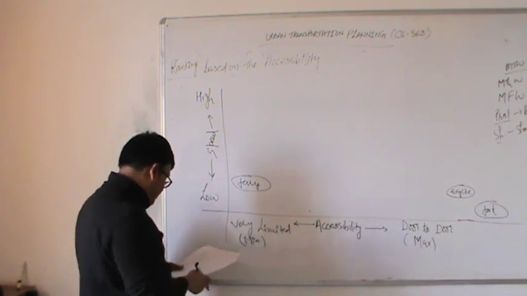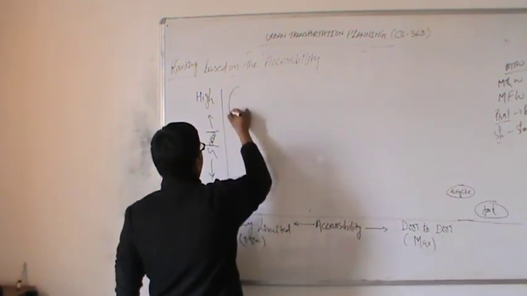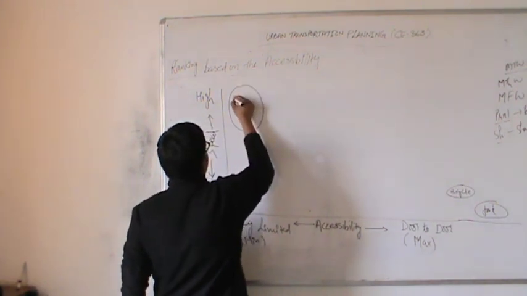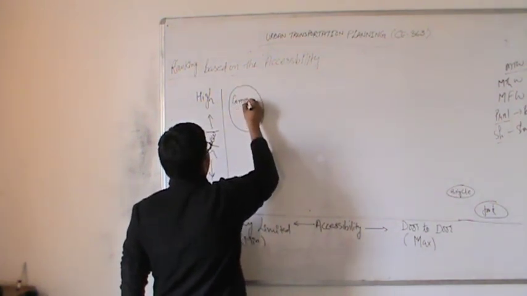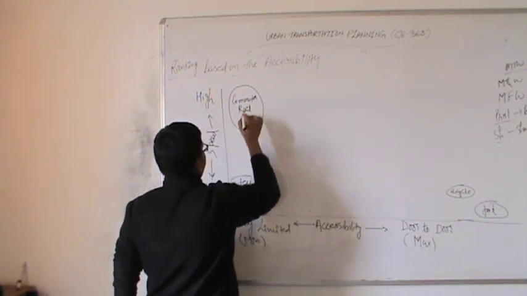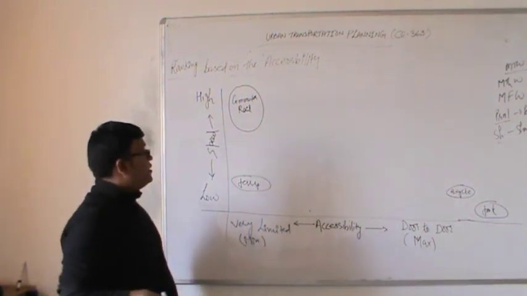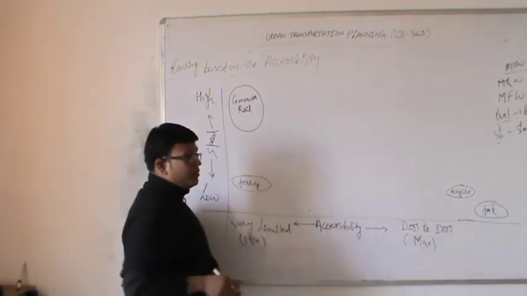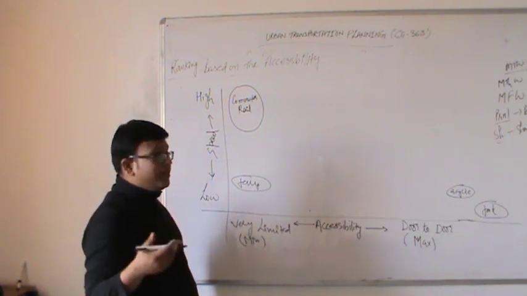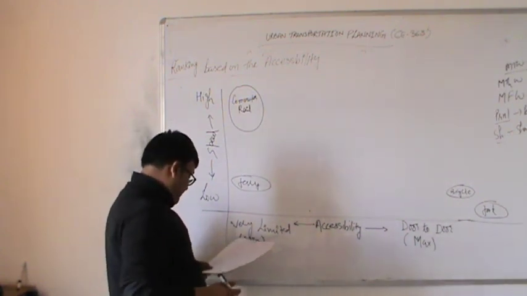Then the next mode of transport will be the commuter rail. We are taking the commuter rail at this place. As the speed is very high, we know, but the accessibility is less because the people have to travel to the railway station and daily they generally don't prefer the commuter rail, so the accessibility is less.